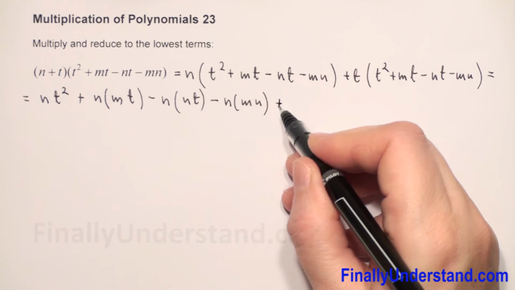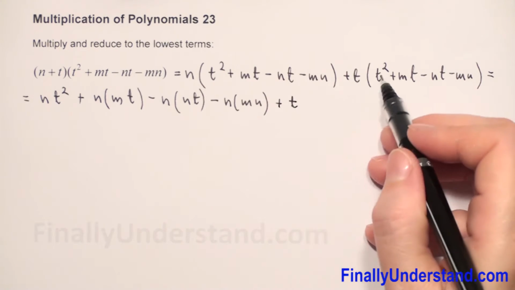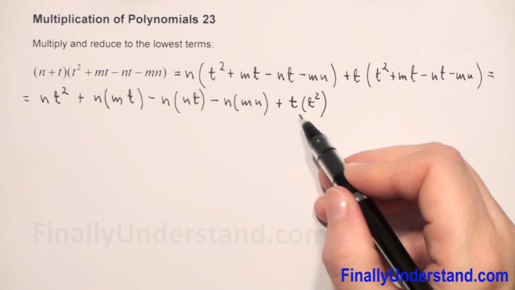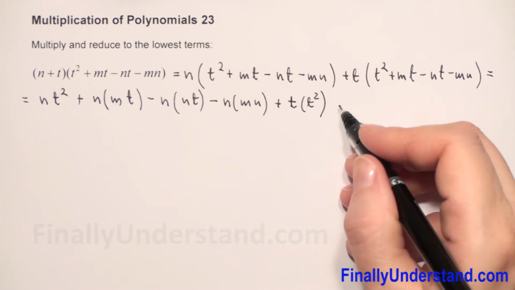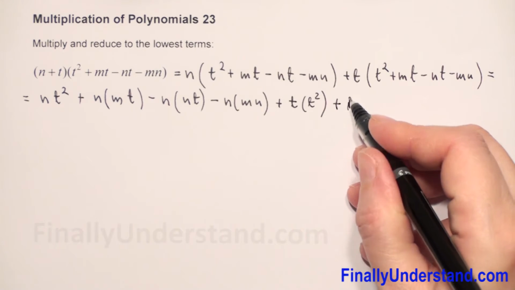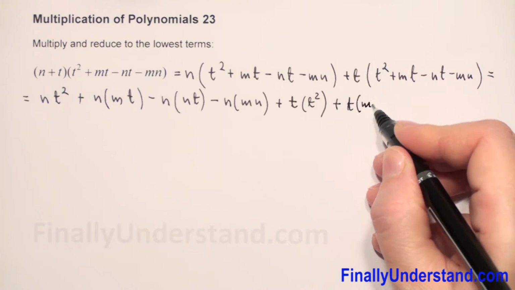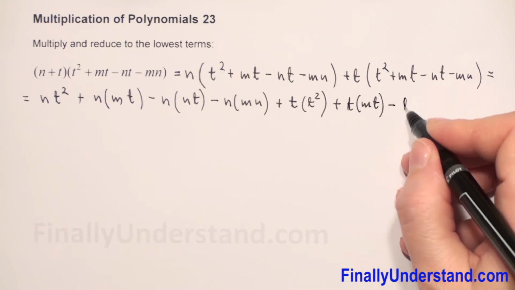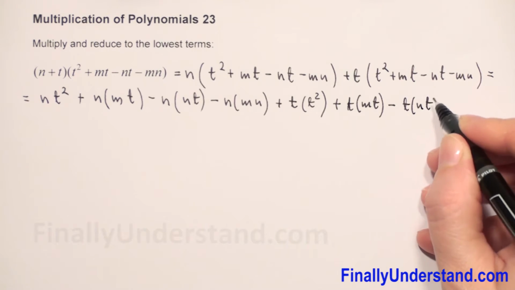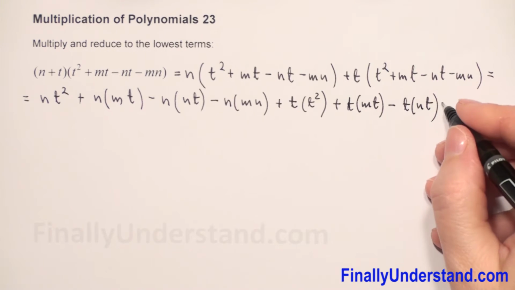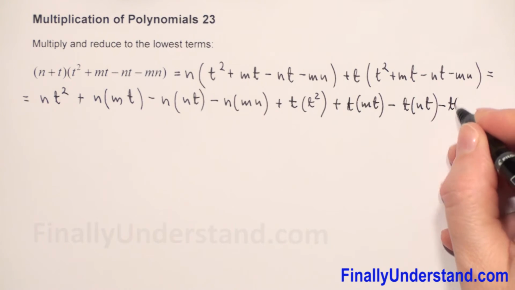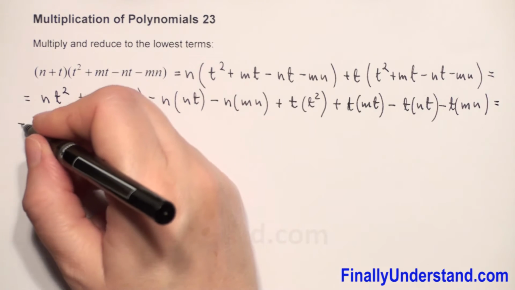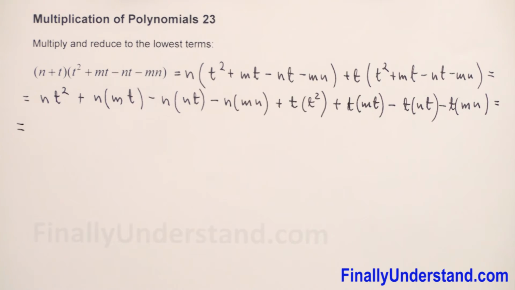And now we have to distribute t over each term in the parentheses. So it will be plus t times t squared. Positive times positive gives me positive. Positive times positive, so it will be positive t times mt. Positive times negative gives me negative t times nt. Positive times negative will be negative t times mn.